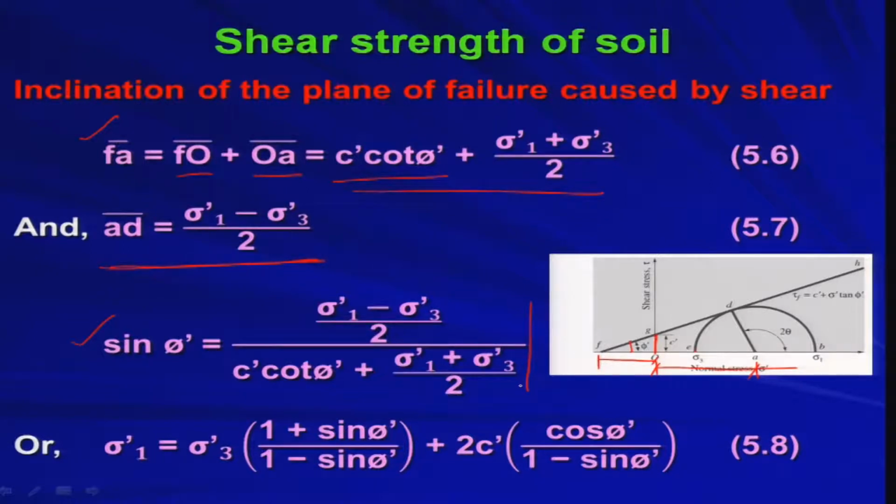Now, if you simplify this equation, you will get sigma 1 is equal to sigma 3 (1 plus sin phi) divided by (1 minus sin phi), plus 2c cos phi divided by (1 minus sin phi). I am not writing the prime all the time, because it is quite understood that these parameters are effective parameters. So all the time I am not saying sigma prime, c prime, phi prime; I am skipping those.